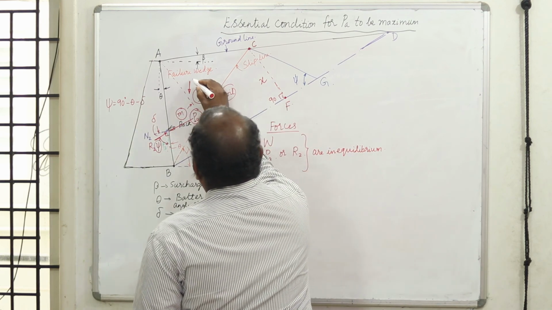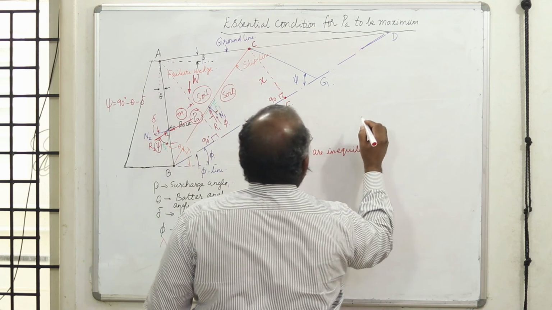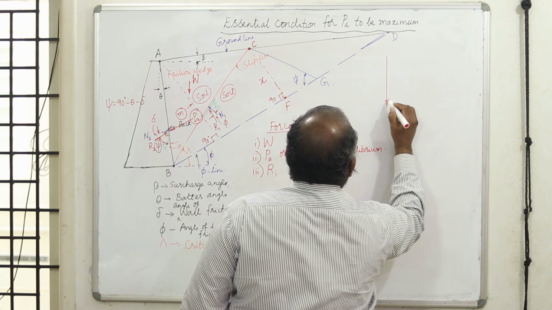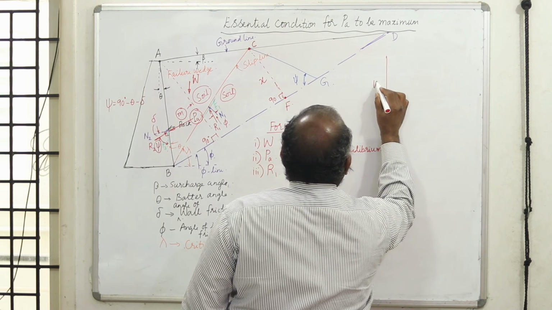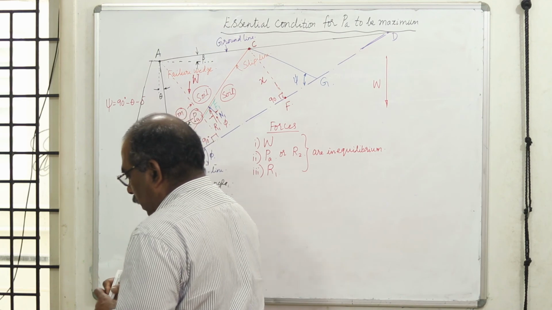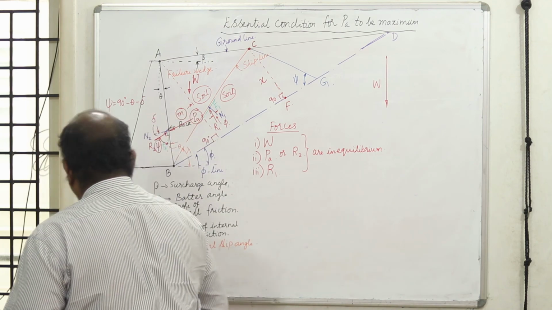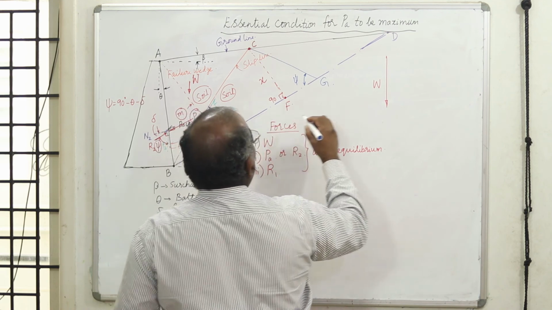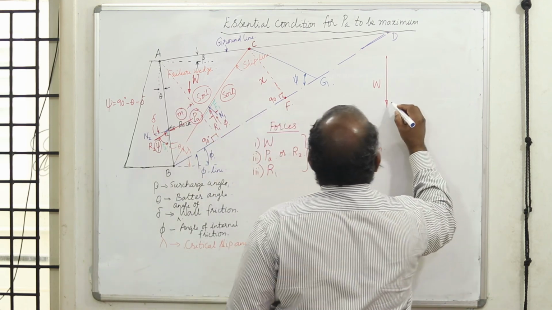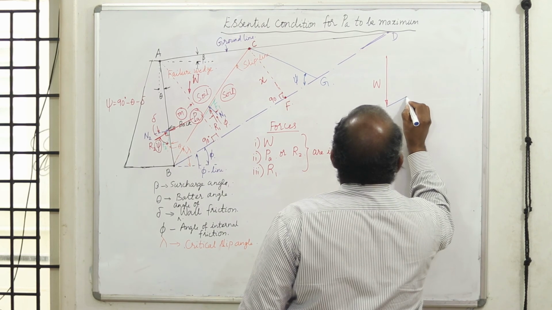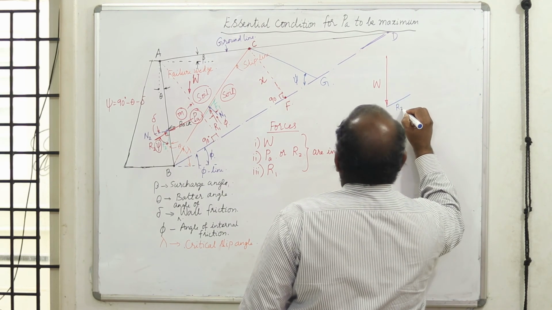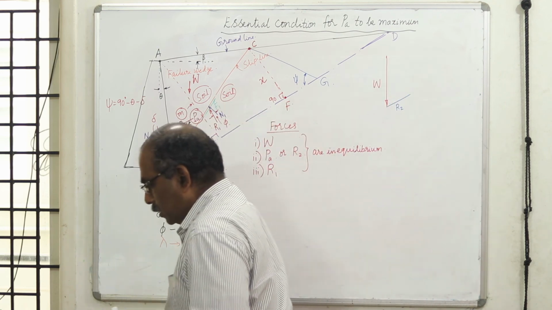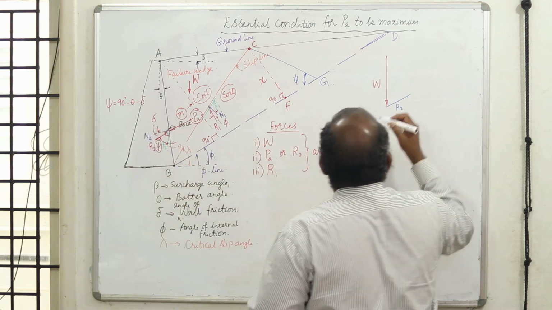The weight W, this is weight W. Now let me form the force triangle. W is, okay, this is W. Now the reaction R1, R2. R2 is in equilibrium with W and R1. This is R2 and this is R1. Let me use another color. So this is R1.